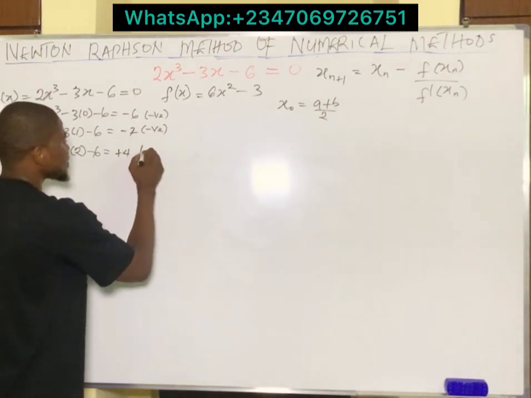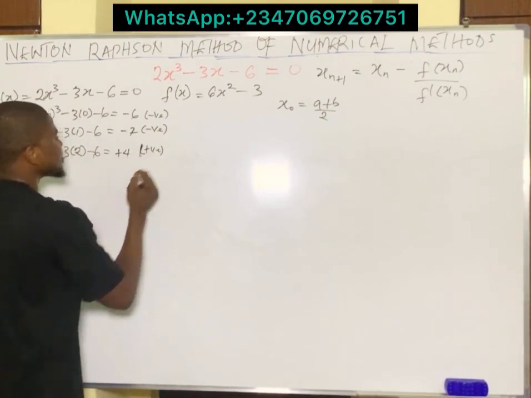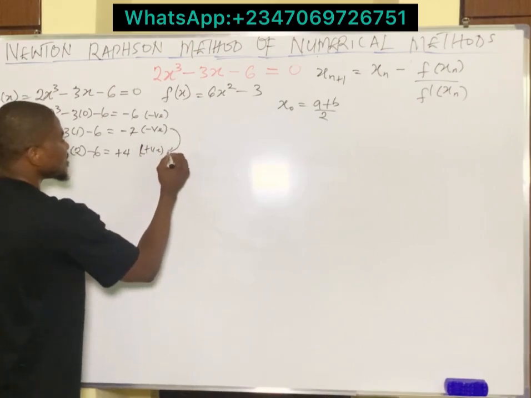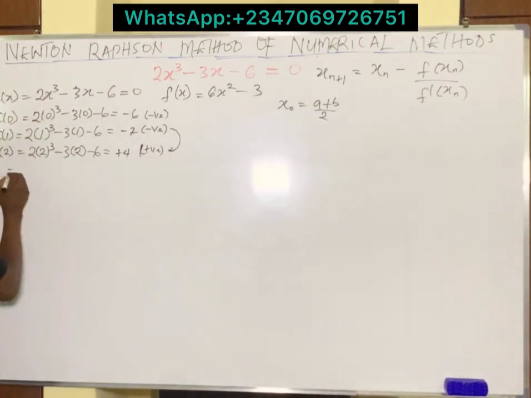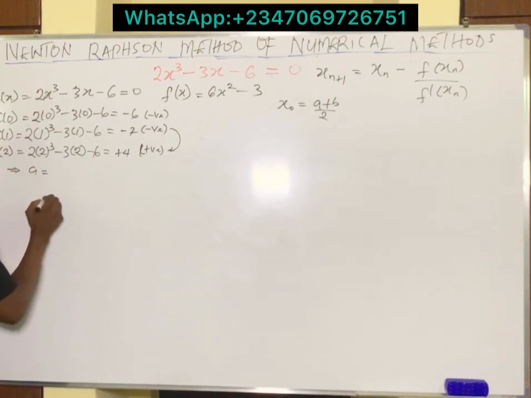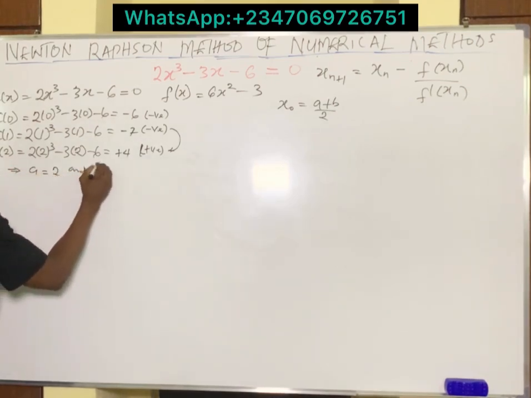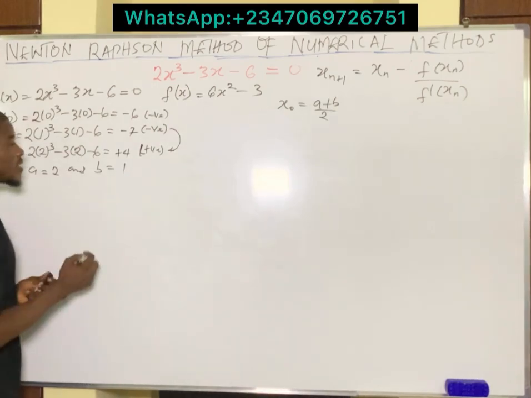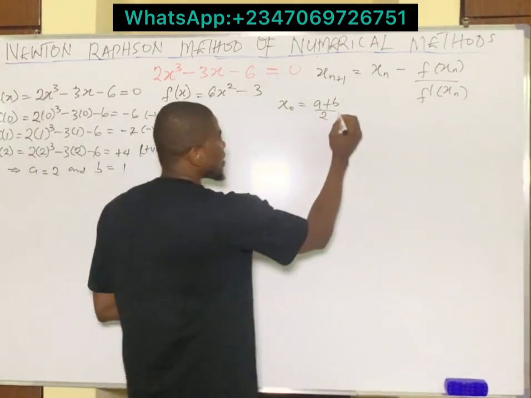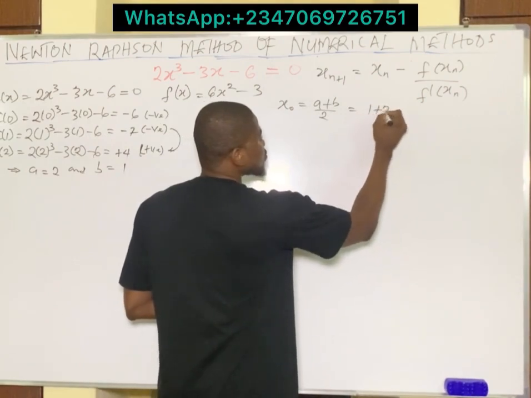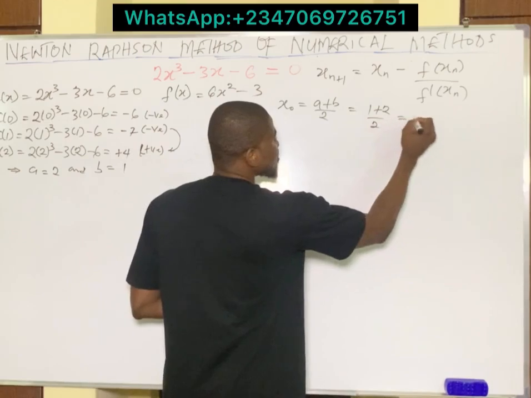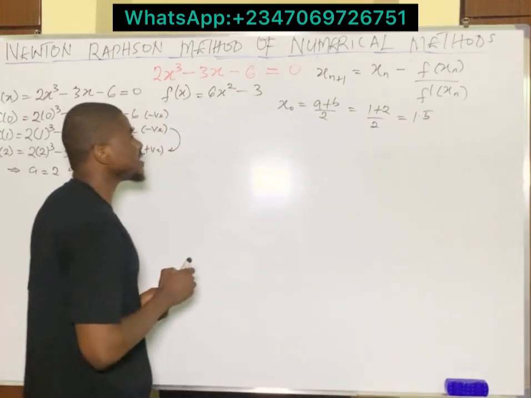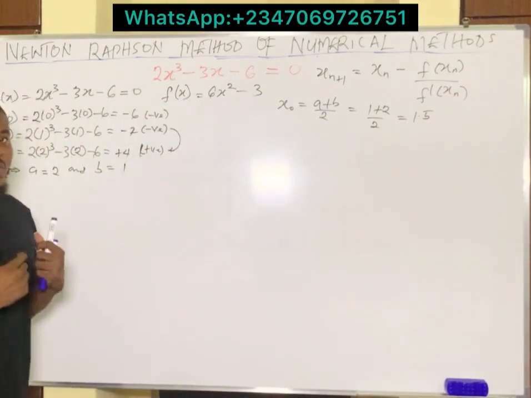So we see now that this is positive. This value turns from negative directly into positive. This implies that our A is equal to the value that caused the function to be positive, and that is 2. And B is the value that causes the function to be negative. In this case, it is 1. So our initial guess can now be found as (1 plus 2) divided by 2, which is 1.5. So our initial guess x naught is simply 1.5.